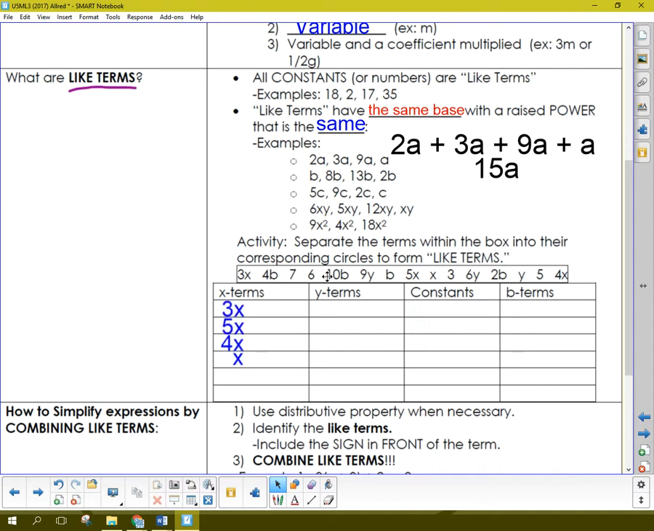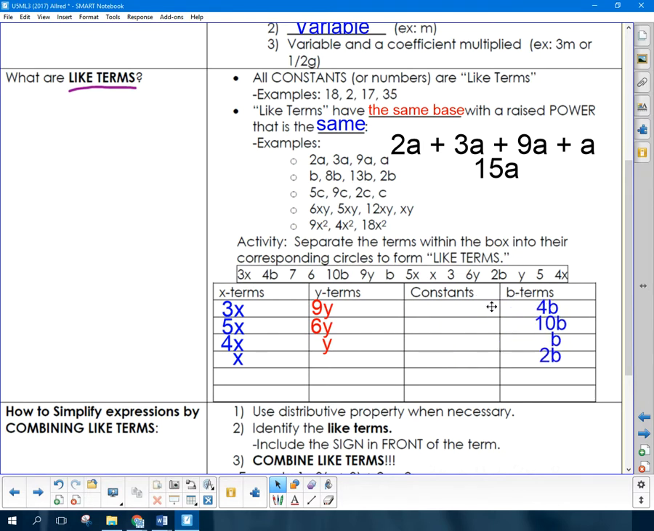Hopefully you said that 3x, 5x, 4x, and x were the x terms. Hopefully you said that 9y, 6y, and y were the y terms. Hopefully you said that 7, 6, 3, and 5 were the constants. And hopefully you said that 4b, 10b, b, and 2b were the b terms there.